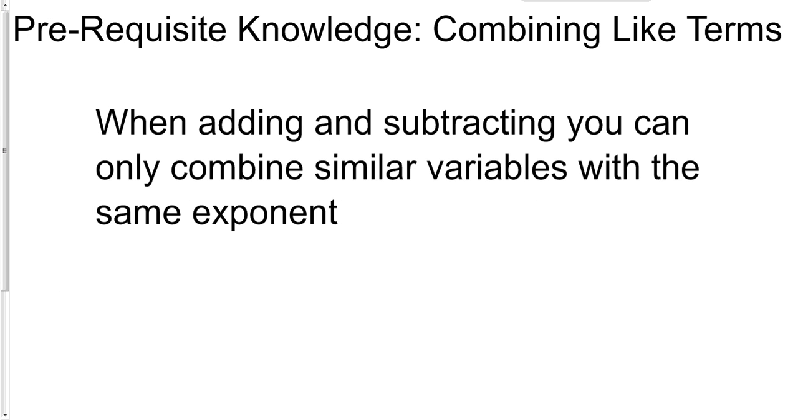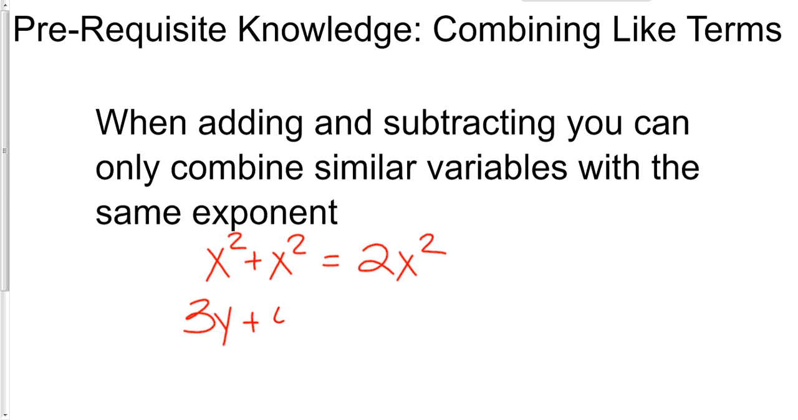Before we jump into that, just a prerequisite when it comes to variables and exponents. Keep in mind what you learned in pre-algebra. That is, when you're adding and subtracting, you can only combine similar variables with the same exponent. So for example, I can add x squared plus x squared, and I have two of them, so I would write 2x squared. Or I could add 3y plus 4y, and I would have 7 of them, so I would have 7y.